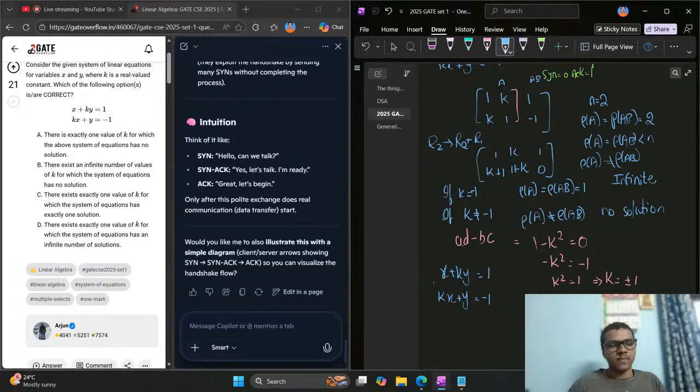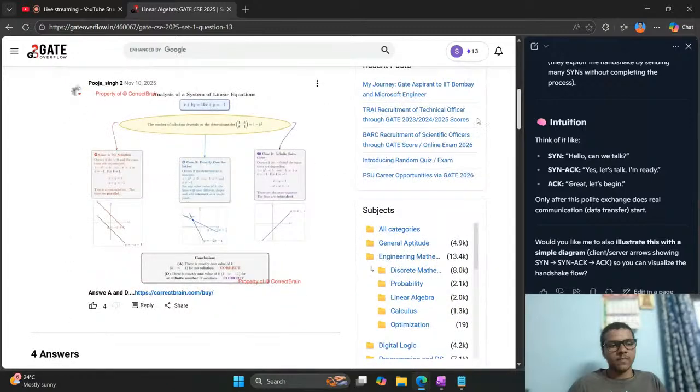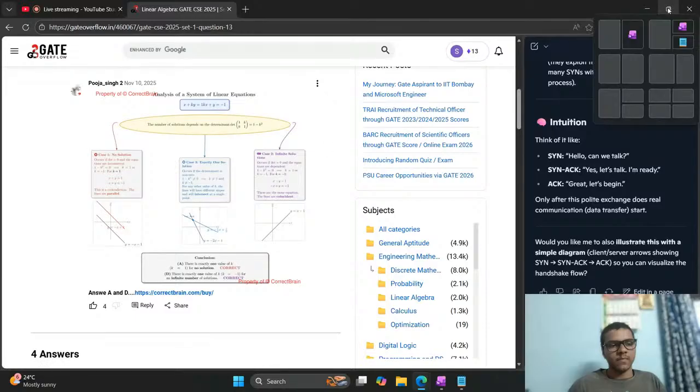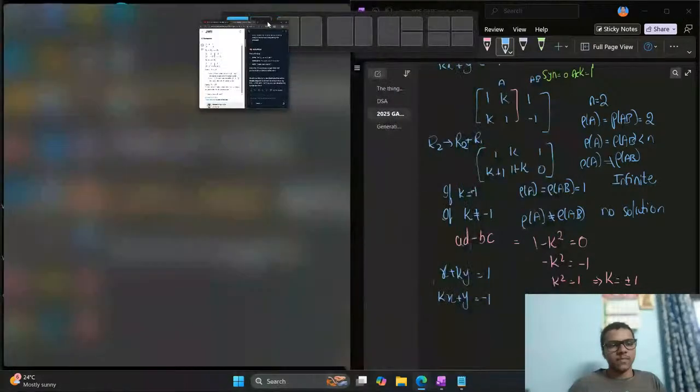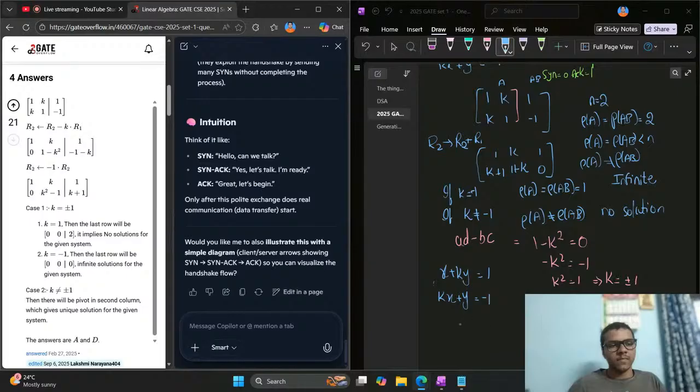The lines are parallel. Intersecting if the determinant is non-zero. So if k is not equal to plus or minus 1, the determinant is non-zero, since it is equal to 0 in two cases. If this is not the case, then they will intersect.